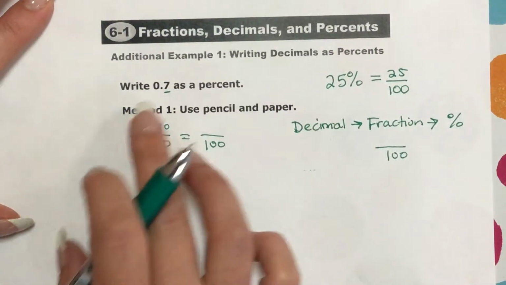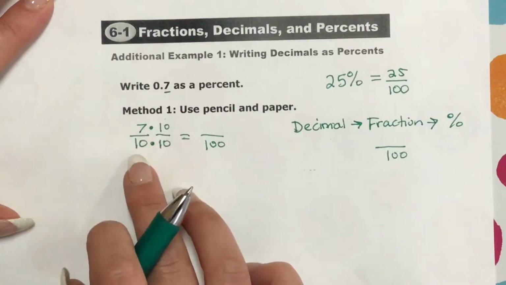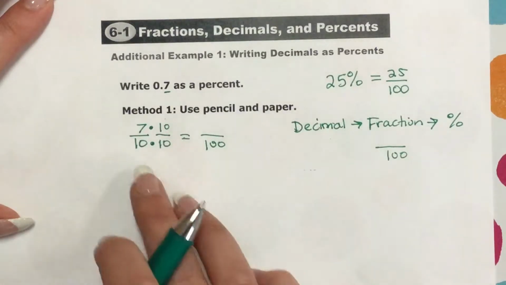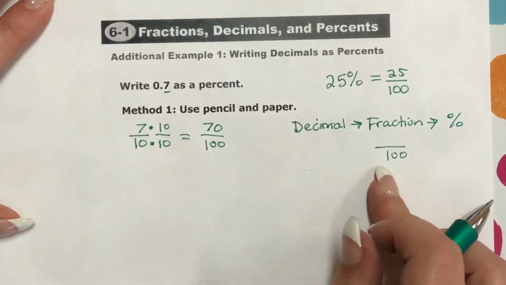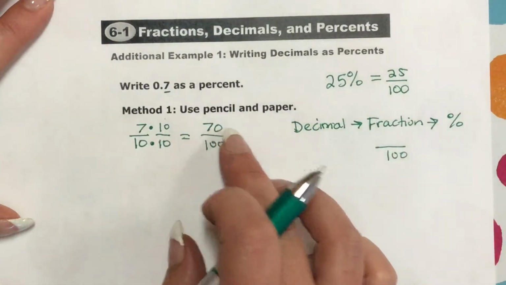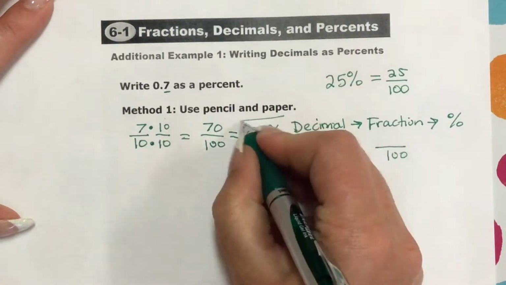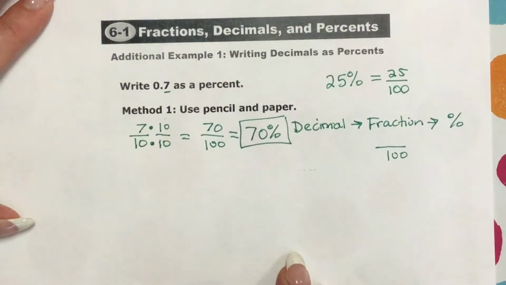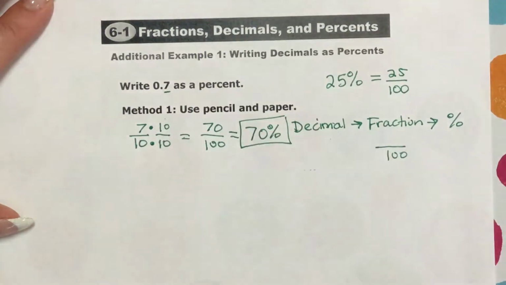So we saw that we had 0.7. That's our decimal. We converted it into a fraction, which is 7/10. And now we're going to get that denominator to be 100. So 10 times 10 is 100, 7 times 10 is 70, and now we know that 70 out of 100 is the same thing as 70%. So that is how we convert a decimal into a percentage. You go from a decimal to a fraction, you make that fraction out of 100, and then you convert it to a percentage. All right, perfect.